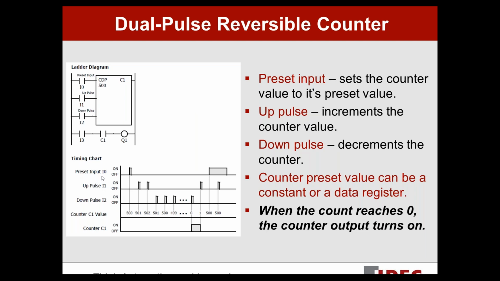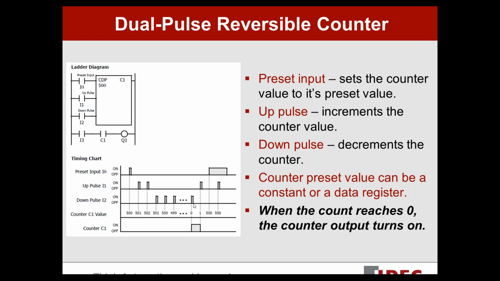Our preset input, input 0, turns on. We have a value in our counter then of 500. If we get an up pulse, we have a counter value of 501. Another up pulse goes to 502. If we get a down pulse, that will decrement the counter, so that goes down to 501. Get another down pulse, it goes to 500. Another one, it goes to 499, and so on.